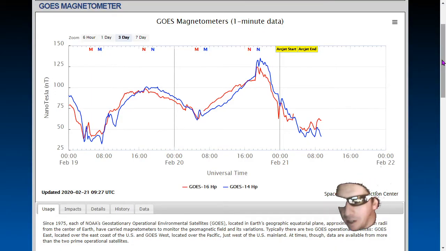Let's look at some more data here from GOES. The magnetometer is looking very spiky here. And we're going to continue to see these sawtooth patterns as opposed to smooth GOES magnetometer data over the foreseeable future.